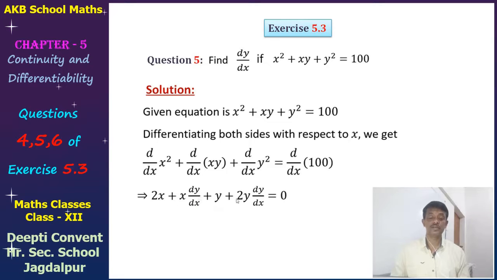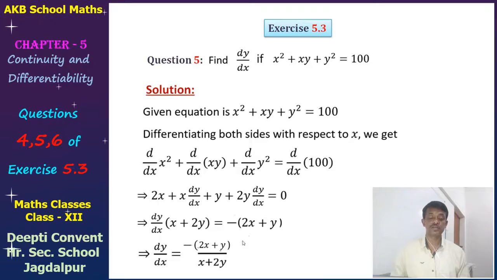Now here dy by dx is in two places, so collect them and take it common, then (x + 2y) dy by dx, and take (2x + y) to the right hand side like this. Okay, (2x + y) went to the right hand side, and dy by dx times (x + 2y). So now dy by dx equals minus (2x + y) upon (x + 2y). So this is also involving x and y in this derivative. So this is the derivative of y with respect to x. That is the solution of question 5 of exercise 5.3. Now take the next question, question 6.